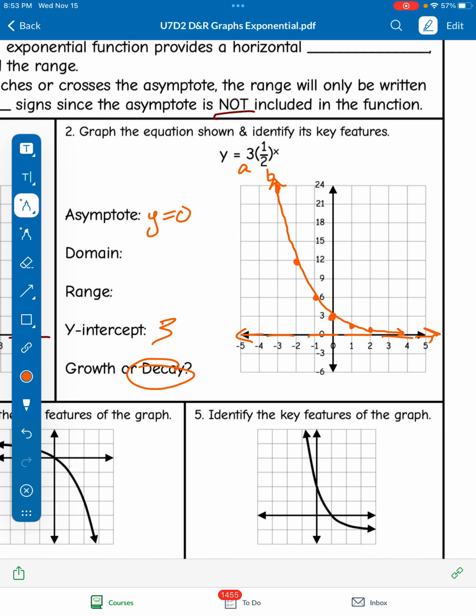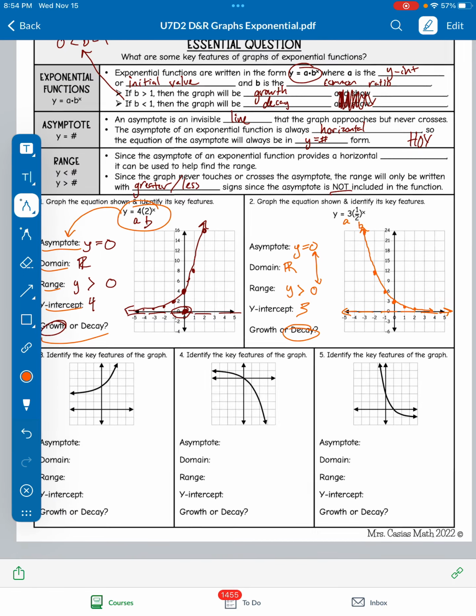So the domain, again, it has arrows. So just like on the front, the domain's always all real numbers. And the range, again, is connected with this asymptote. So it's y and it's 0. And all these y values are numbers bigger than 0. So boom, here we go.